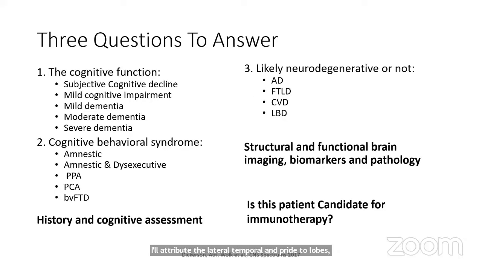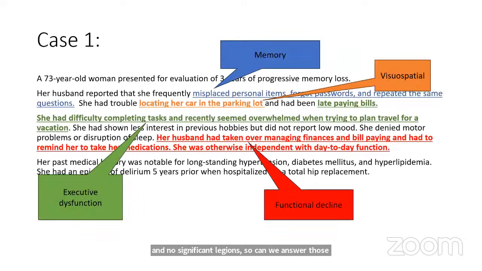So can we answer those three questions? Let's dissect the case. If you look here, you see some features of memory problems: misplacing items, forgetting passwords, repeating questions, and you see some visuospatial symptoms like locating her car. She has some executive dysfunction in the form of not paying her bills on time and difficulty completing tasks. She seems overwhelmed when trying to plan for travel. And you can see that there is evidence of functional decline. Her husband has taken over managing finances.